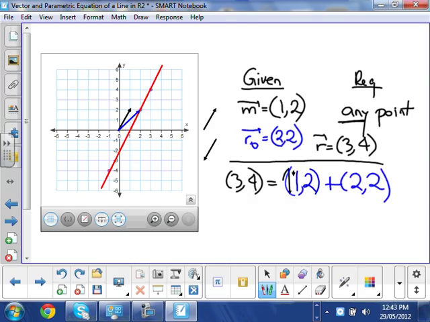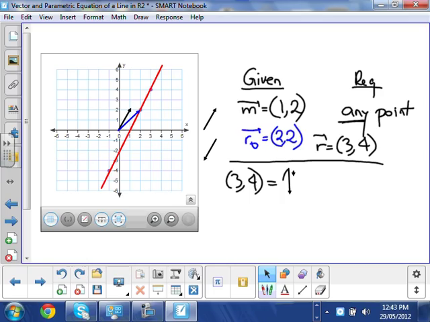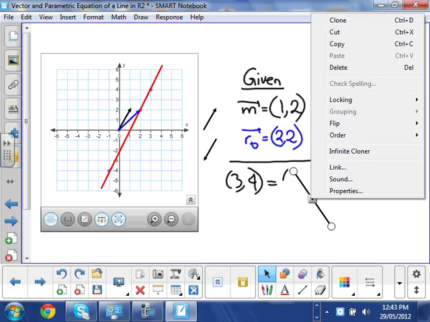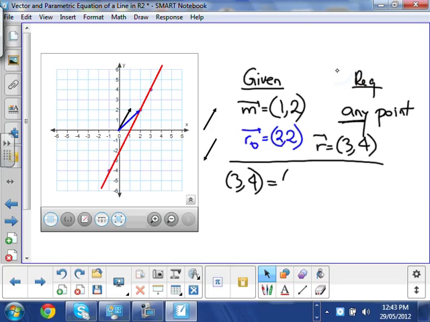Okay, is that true? 1 plus 2 is 3, 2 plus 2 is 4. Oh, so it seems that is correct. What I need to do right now, I don't know if you noticed, but I'm using the new version of Notebook, and sometimes I don't know how it works.